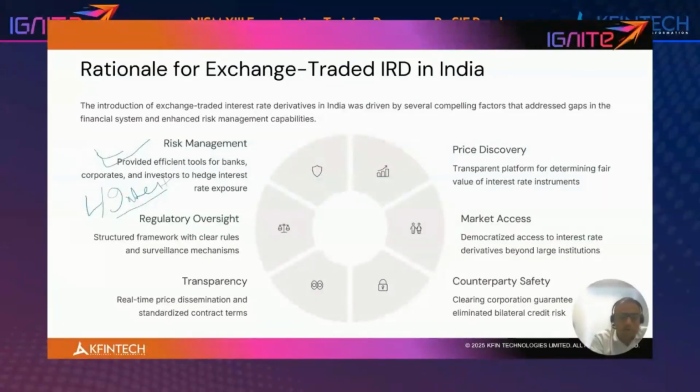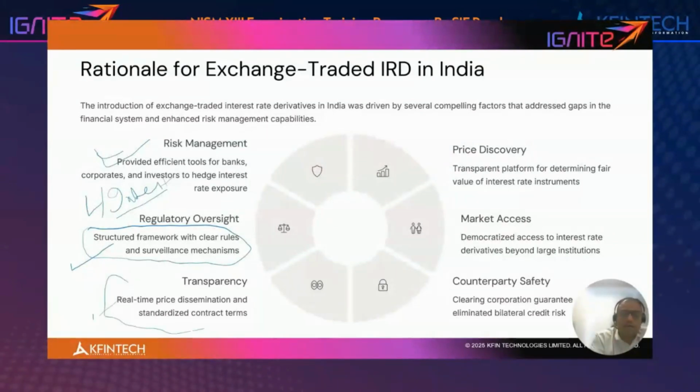Regulatory oversight: a structured framework with clear rules and surveillance mechanisms. So we have discussed this. Why is an exchange required? Because now the buyer and seller are free of the concern of a default or a delivery failure, right? Because there is an exchange in between, the maintenance margin has to be provided, the delivery of the bond has to be given, and the exchange makes sure that the mark to market settlements are done on a daily basis, so that neither of the parties has to worry about defaulting on the margin payment or on the delivery payment, right?